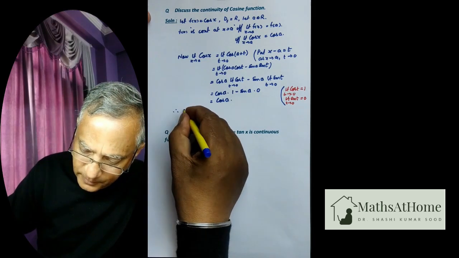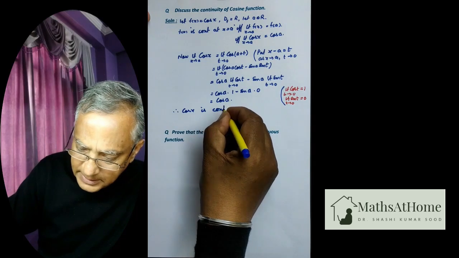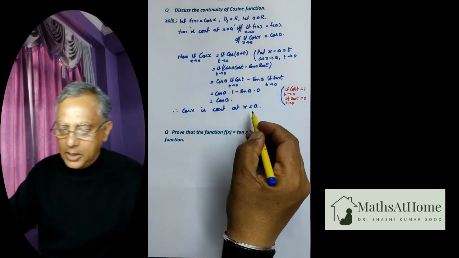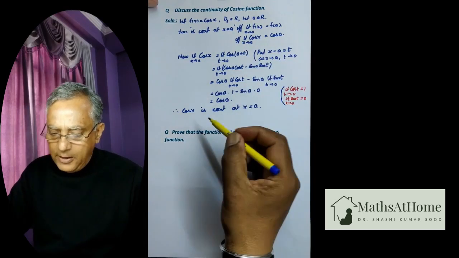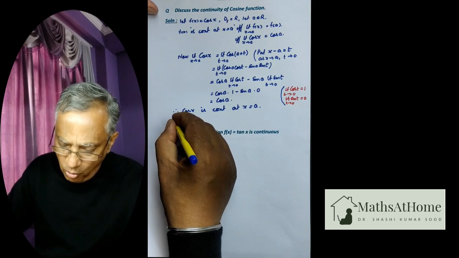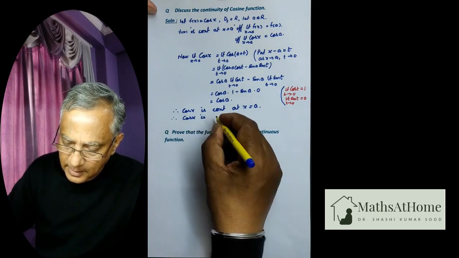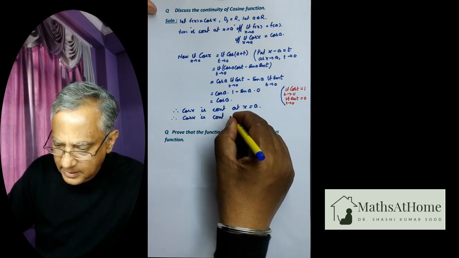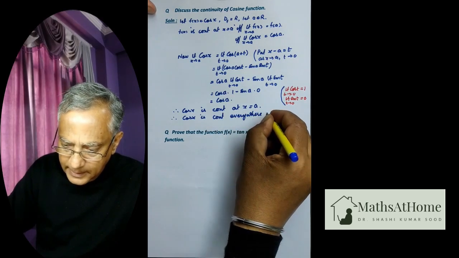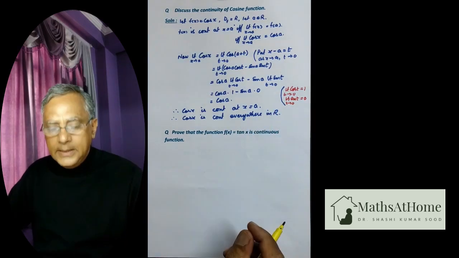Therefore, cos x is continuous at x equal to a. We took a general point x equal to a and we have proved that cos x is continuous at this general point. Therefore, cos x is continuous everywhere in R. So this is the result.